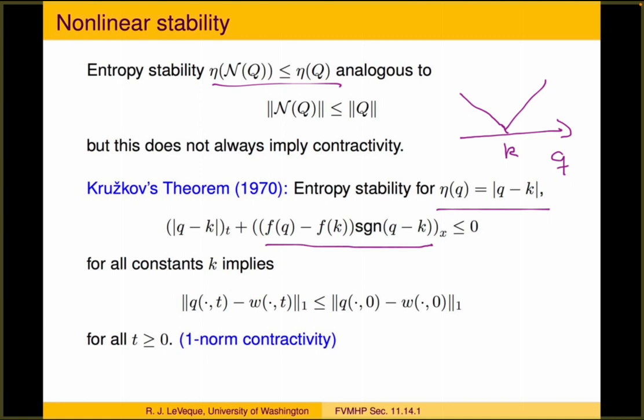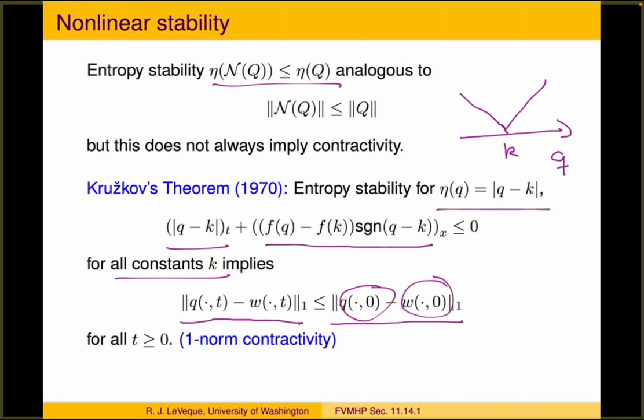And so if you can show that your numerical, or well, actually he was showing this originally for differential equations, if you can show that your differential equation satisfies this entropy condition, that the time derivative of this entropy plus the x derivative of the entropy flux is less than or equal to 0 for all constants k, then in fact you could prove that the solution of the PDE is contractive in the one norm, that the one norm, the integral of the absolute value, at any time t, if you look at two different initial conditions, q and w at time 0, as different functions of x perhaps, then the one norm of the difference between q and w at any later time is always bounded by the one norm of the difference between q and w at the initial time. So that's called one norm contractivity, and if that's satisfied, then that is enough to pick out the unique entropy satisfying weak solution of the differential equation.